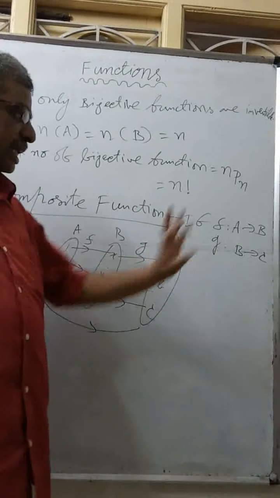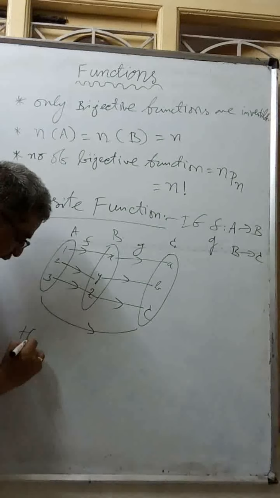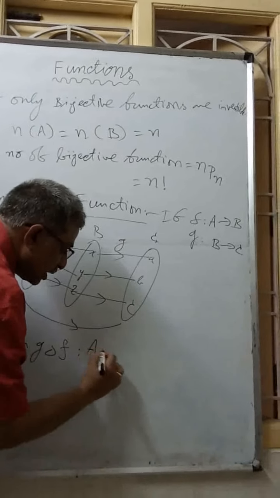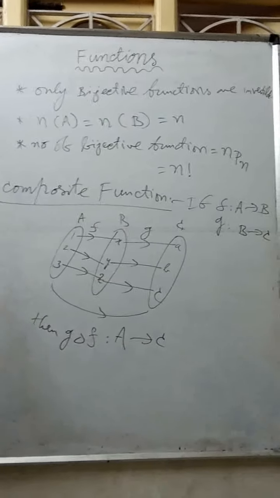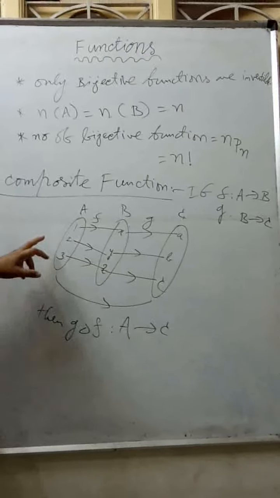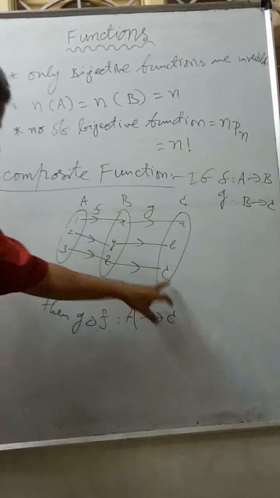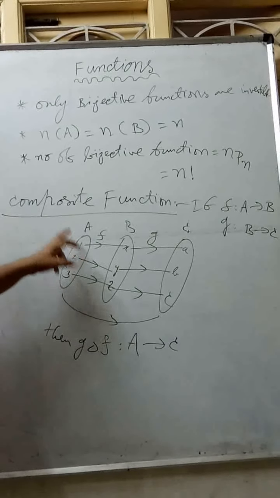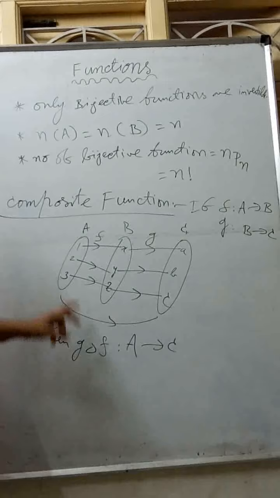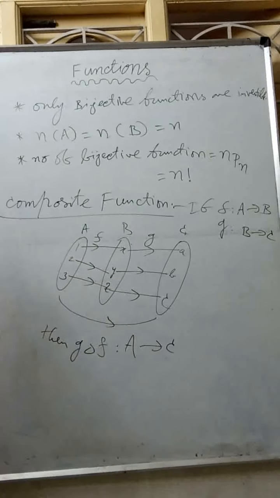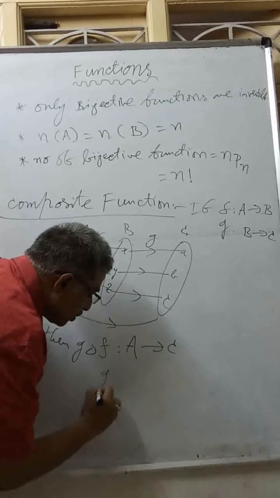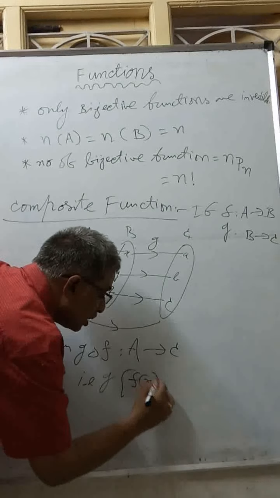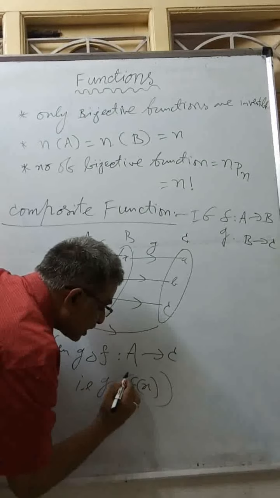Then G circle F is a mapping from A to C. This is the first function, this is the second function. In G circle F, it becomes first to second function. G circle F means it is from A to C. We know that G circle F is G of F of x.